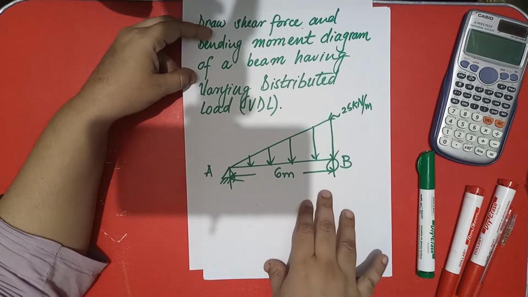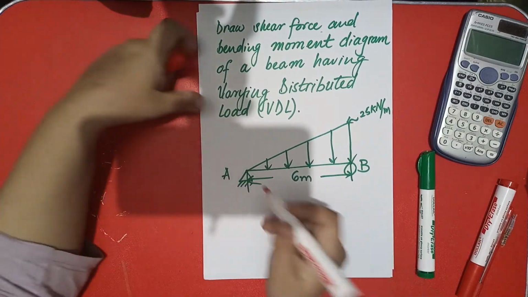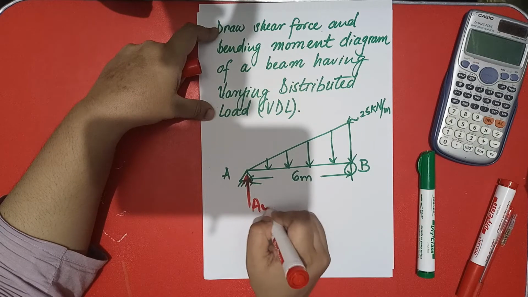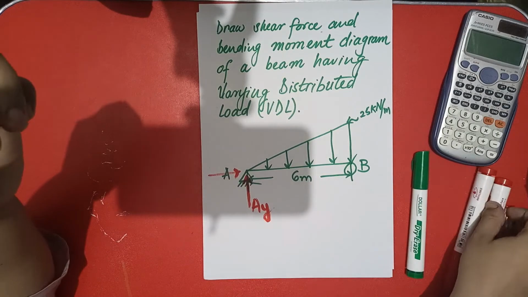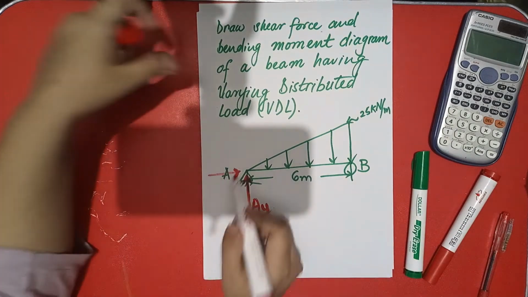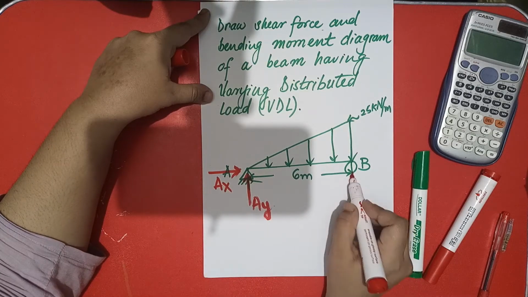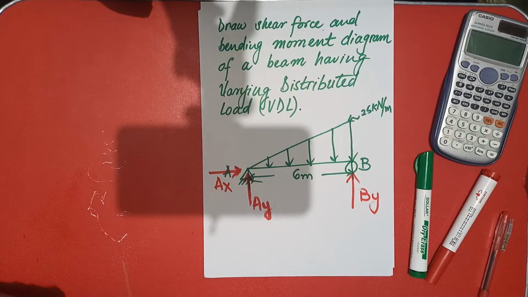One thing I want to make clear here is that you have to find these support reactions. This is AY. My marker is not working, so let me take another marker. This is AX, and this one is BY. So how can we resolve this?